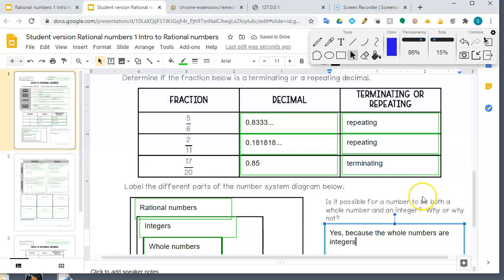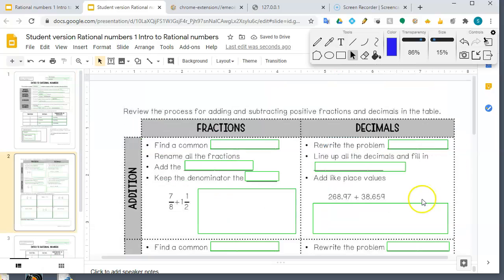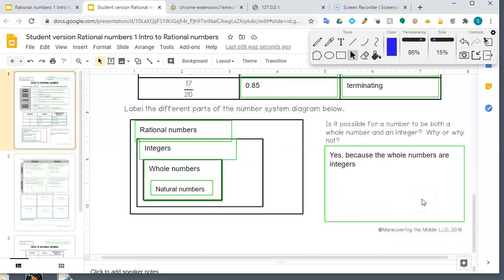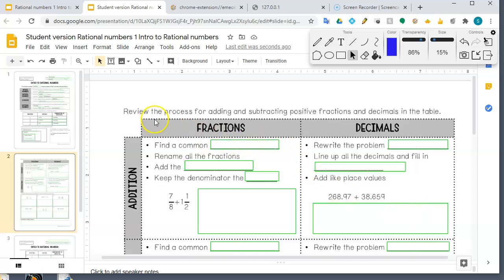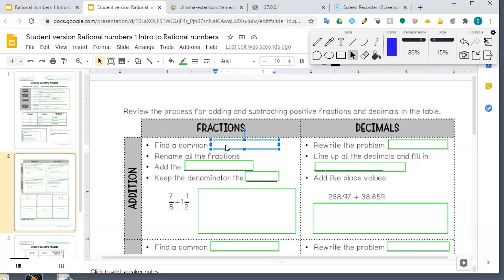And again, remember, you can pause this at any time you need to catch up. Alright, so now we're going to go on to page 2. We're going to review the process for adding and subtracting positive fractions in the table. So we're going to look at adding fractions. Okay, we need to find a common denominator.